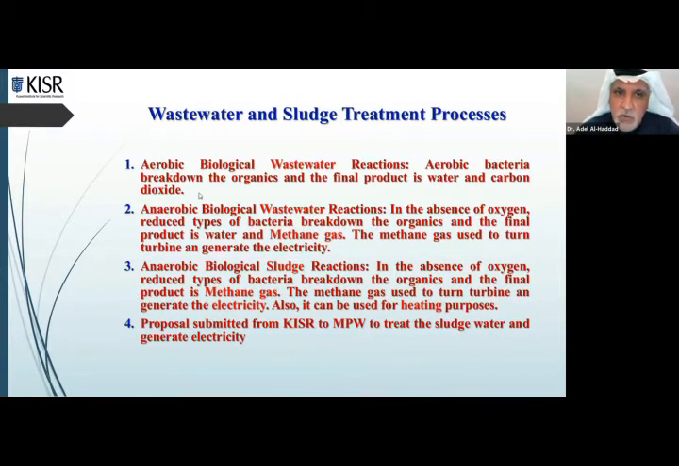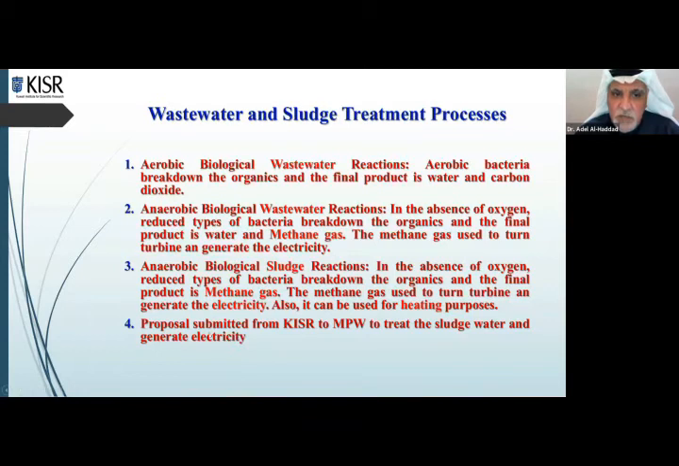Anaerobic, number 2, is the important one for me. This type of reaction runs under a reduced environment, meaning there is no oxygen in the system. The bacteria break down the organics, and the final products are water and methane. I'm interested in methane gas. This methane gas usually turns a turbine engine and generates electricity. Number 2 is from the wastewater, not the sludge. It can generate electricity.